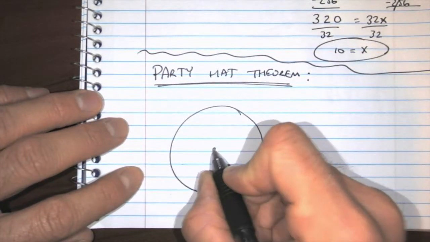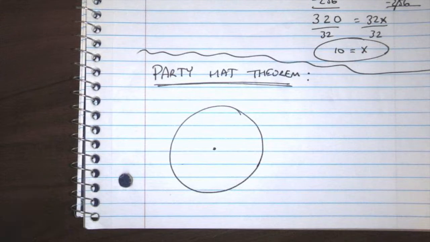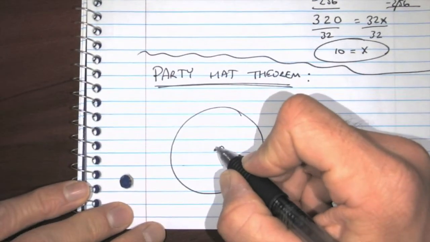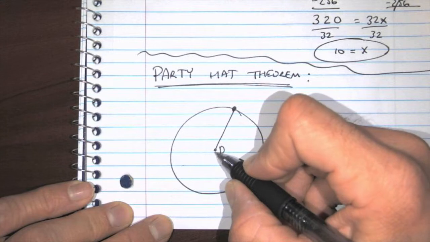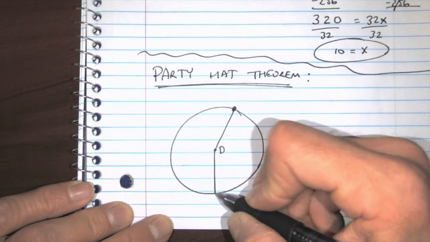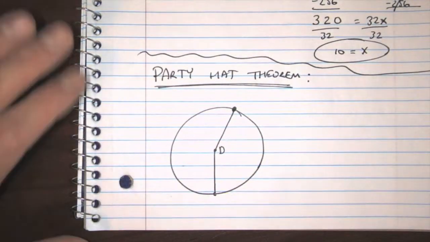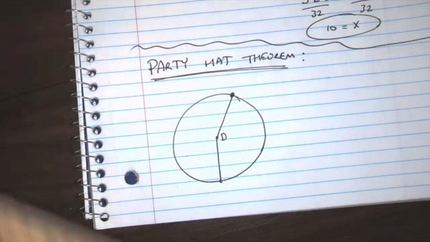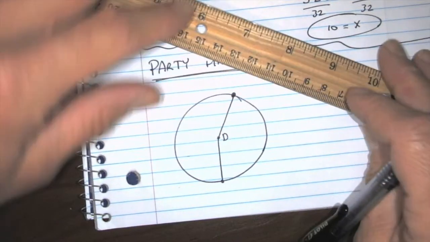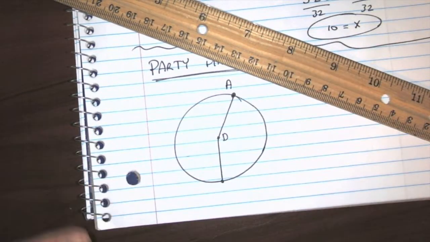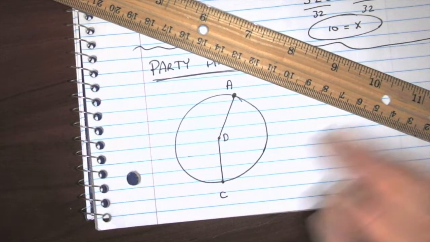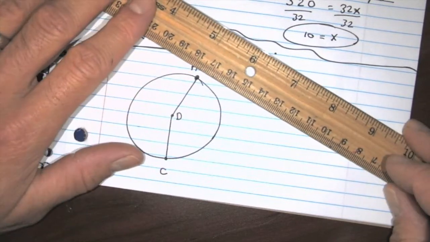Here's the party hat theorem, folks. Draw yourself a circle. Give it a center. Let's call it D. I'm going to do a radius going up this way, and a radius going down this way. I'd like you to make a tangent line at, I should label these. Let's call this A. Call this C. And let's make a tangent line.